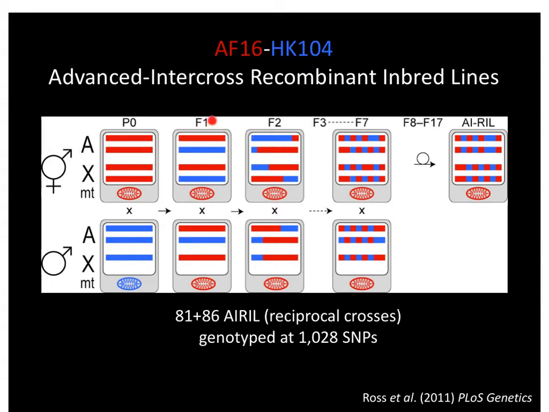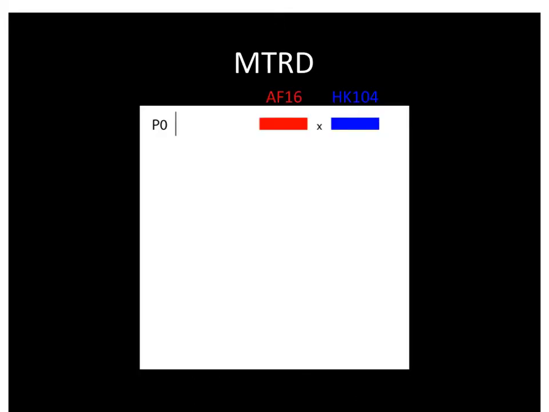We sib-mate for 7 generations, and then we self for 10 to create advanced intercross recombinant inbred lines that are totally homozygous at each locus with, essentially, random haplotype block patterns throughout the nuclear genome. And we've created about 167 of these, genotyped at over 1,000 SNPs throughout the genome. And this was done first in our 2011 paper at 20 degrees. And the way we're going to represent the genotypes is by looking at marker transmission ratio distortion.